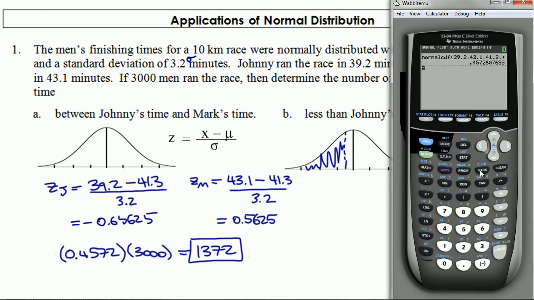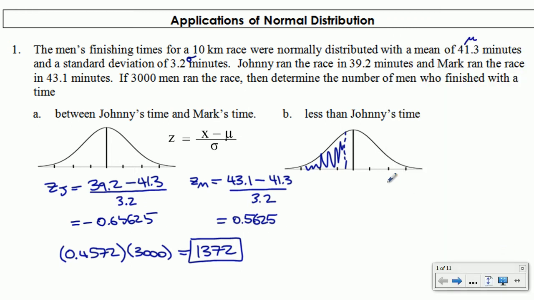So we're going to go second vars and pick the correct thing this time. Our lower boundary is as far left as we can get, which is that number, negative 1 times 10 to the 99. Our upper boundary is 39.2. The mean is 41.3. And the standard deviation is 3.2. So we got 0.2558 and so on, which would be about 25.6%.